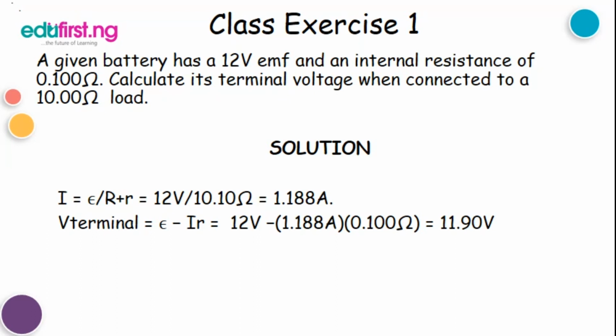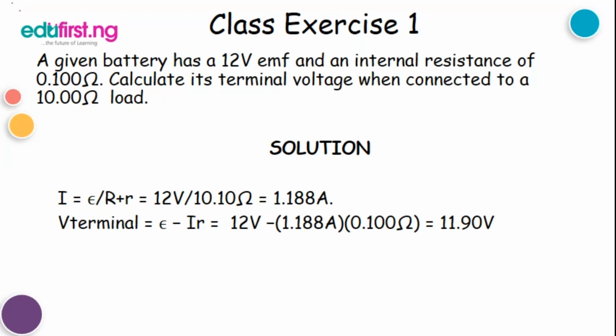From the previous equation, I can be expressed as E, which is electromotive force, divided by R plus small r. Our electromotive force as given in the question is 12 volts, divided by external resistor 10 ohm plus internal resistor 0.1 ohm. 10 plus 0.1 makes 10.1. That is 12 divided by 10.1, and that gives us 1.188 ampere.